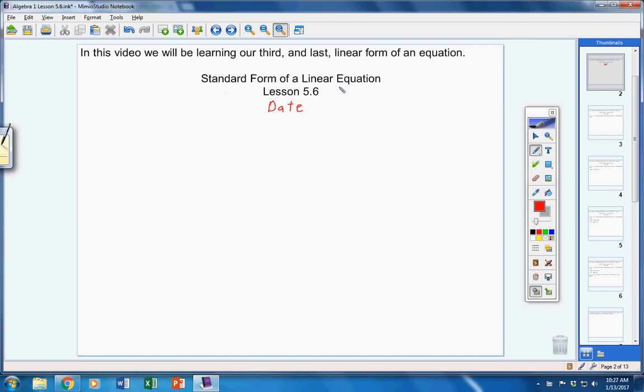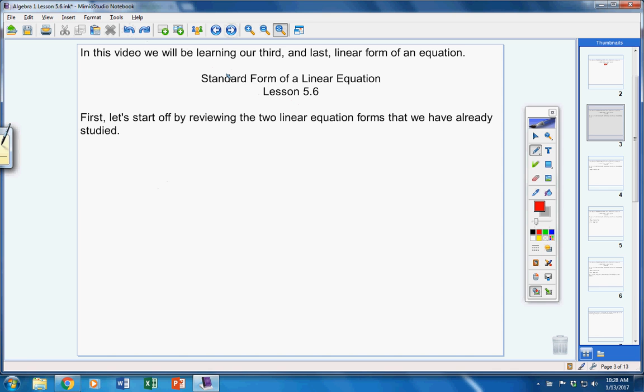Standard form of a linear equation, lesson 5.6, and be sure and include today's date so you can tell by reading the heading that the form we're going to learn today is called standard form, okay? Standard form. Now, I think it'd be very smart to start off by reviewing the two linear equation forms that we have already studied. Please copy this information down so that you have a nice review in your notes.